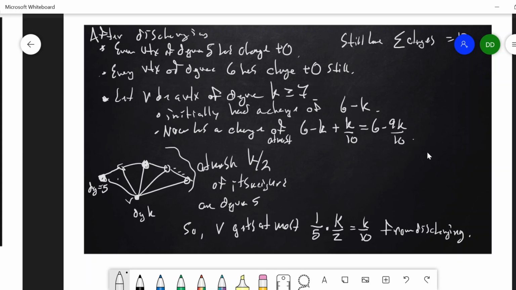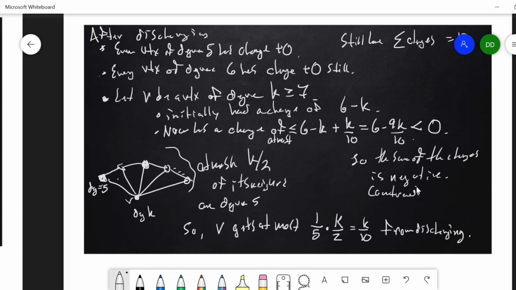But k is at least 7, right? So the charge is at most this, and k is greater than or equal to 7. So 9k would be greater than or equal to 63. Divided by 10, that'd be greater than or equal to 6. So subtracting that, this would be 6 minus something greater than or equal to 6. This is strictly less than 0. So now every vertex of degree k greater than or equal to 7 has a charge strictly less than 0. So the sum of the charges is negative, but we know it's positive 12, and so this is a contradiction. And that concludes the proof.